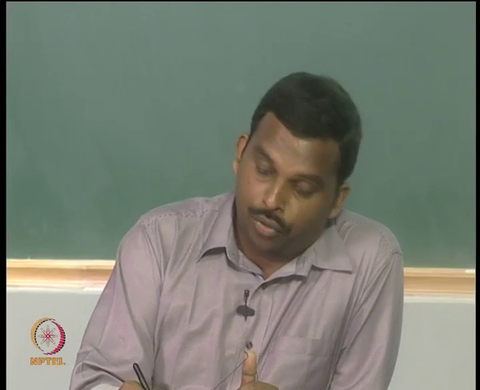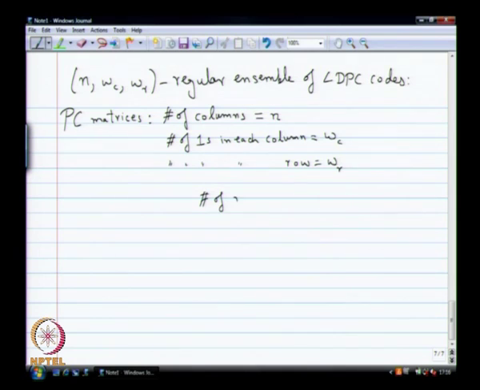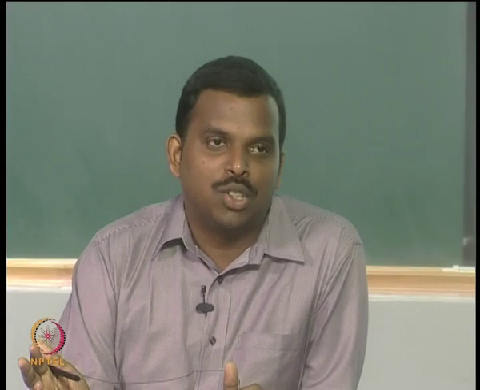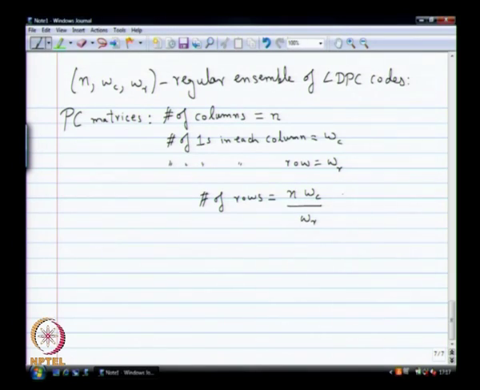Once you have n, WC and WR, what does the number of rows become? You have to compute the number of ones in two ways, column wise and row wise. You have to of course get the same number. So you equate that, and you get that the number of rows becomes n times WC by WR, and this has to be of course an integer. So that will impose some restrictions on n for a given WC and WR.